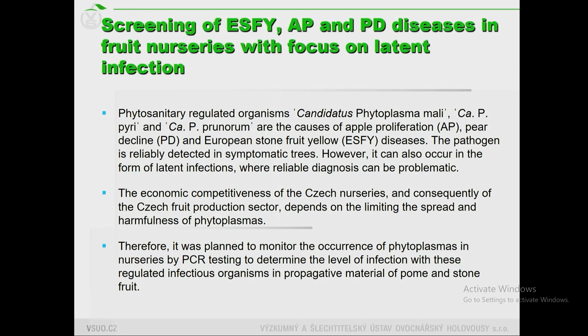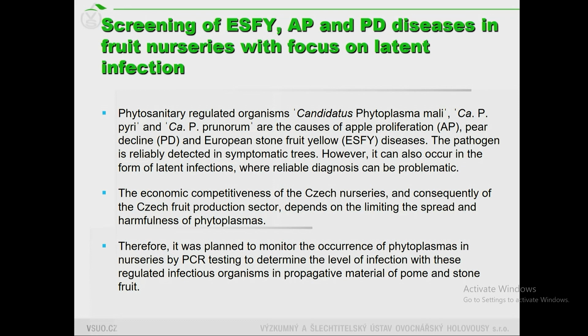I guess you know that probably you are familiar with these two pathogens in Central European conditions. In temperate climate, they are very important. And of course, we can dare say that the competitiveness of the whole fruit growing sector depends on the ability of the certification system to limit the spread and the harmfulness of phytoplasmas in fruit growing systems and in nurseries.